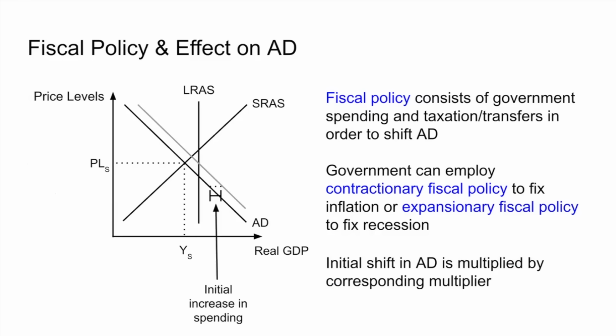So let's suppose that the government increases spending by this distance right over here. All right, so that's the initial increase in spending. Now, suppose the MPC is equal to 0.5, so the multiplier would be equal to 2. Then the total shift in the aggregate demand curve would be 2 times that distance of initial increase in spending.